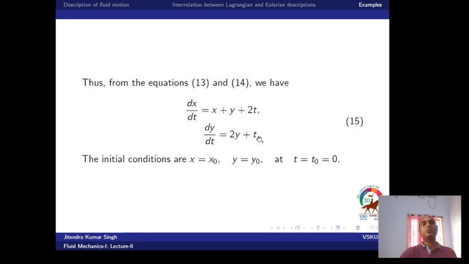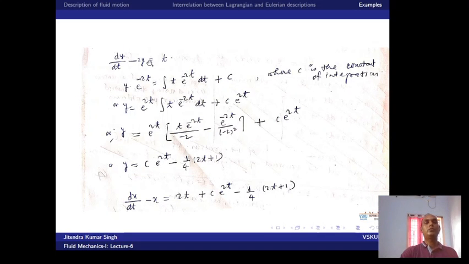dy by dt is equal to 2y plus t. You can write this equation as dy by dt minus 2y is equal to t. Now the integrating factor is e to the power minus 2t. So y into e to the power minus 2t is equal to the integral of t e to the power minus 2t dt plus c, where c is a constant of integration. Now I multiply the whole equation by e to the power 2t. Since e to the power 2t into e to the power minus 2t is 1, I get y equal to e to the power 2t times the integral of t into e to the power minus 2t dt, plus c e to the power 2t.